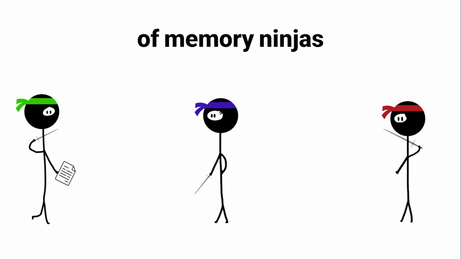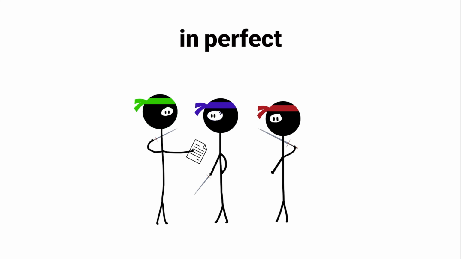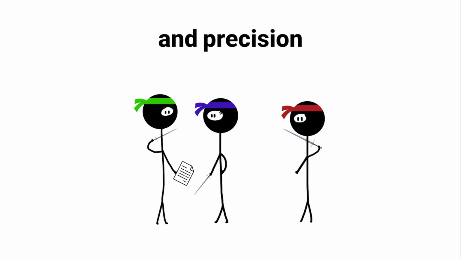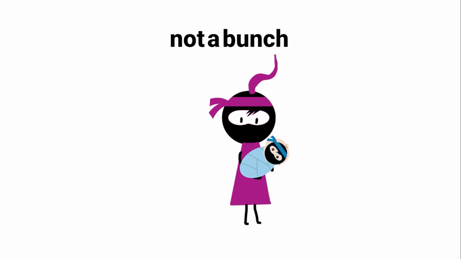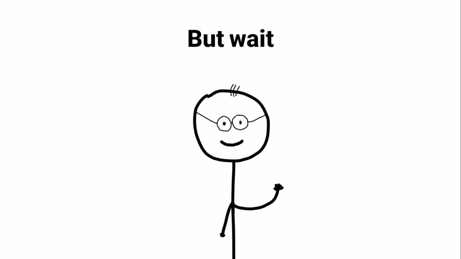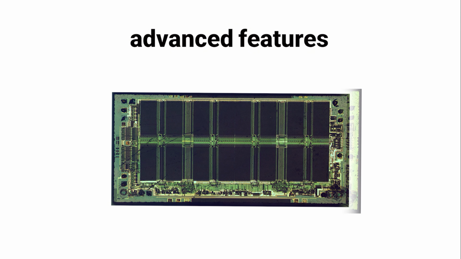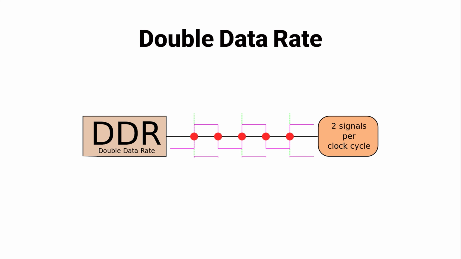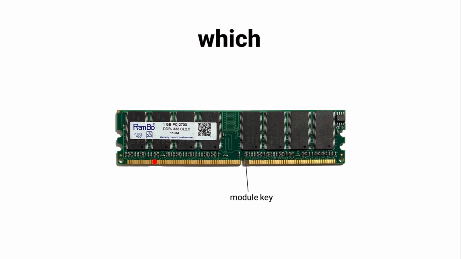It's like having a team of memory ninjas working together in perfect synchronization, fetching and storing data with superhuman speed and precision. You know, as long as it's not a bunch of mall ninjas. But wait, there's still more. Modern DRAM also incorporates advanced features like dual-channel architecture and DDR, double data rate technology, which effectively double the rate at which data can be transferred to and from the memory module.